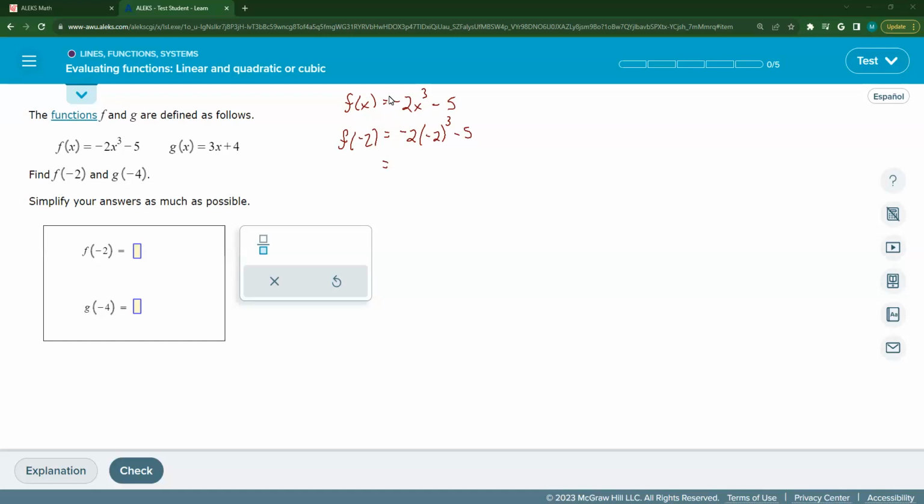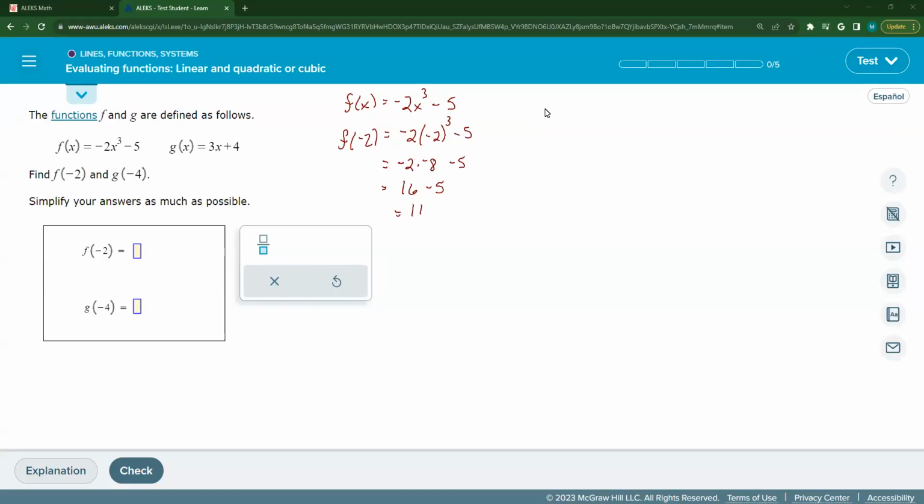As we do normal things, we're only going to be working with the right-hand side. So -2 times -2 is 4, times -2 is -8. So I have -2 times -8 minus 5. So -2 times -8 is 16, minus 5, which is 11. All right, we'll type that in a second.